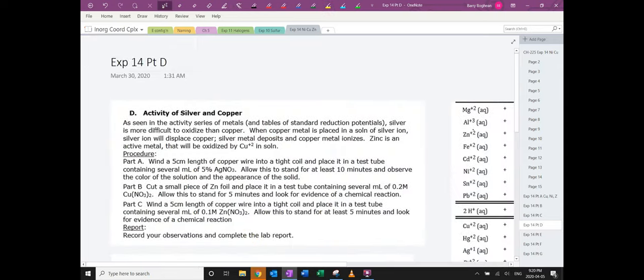So in this experiment, we're going to take some copper wire and put it in a test tube of some silver ion and see if there's a reaction. We'll take some zinc metal foil, put it in a test tube of copper 2 ion and look for a reaction. And we'll take some copper wire and put it in a test tube with some zinc ion and look for a reaction. So let's study these reactions and draw some conclusions.